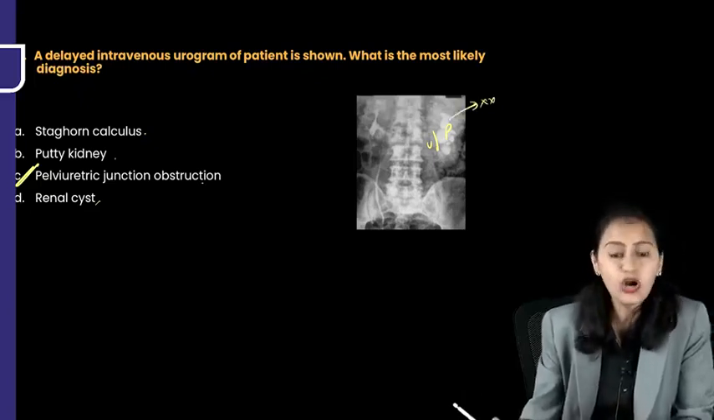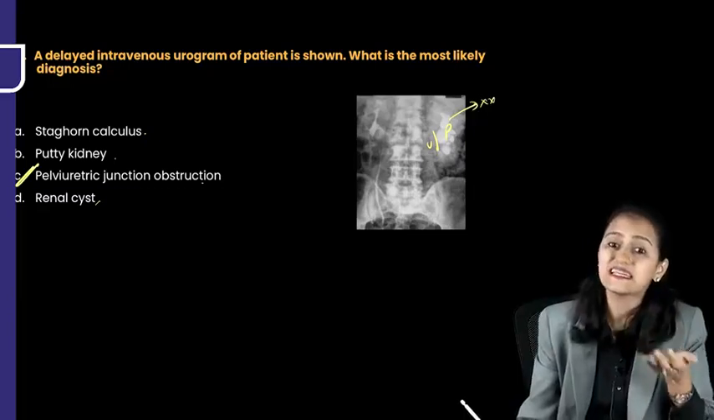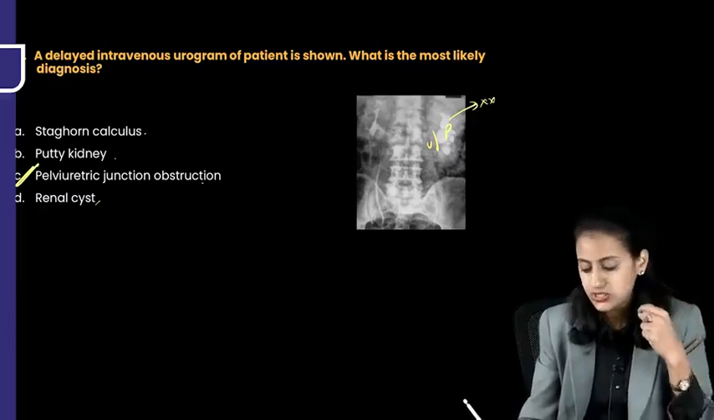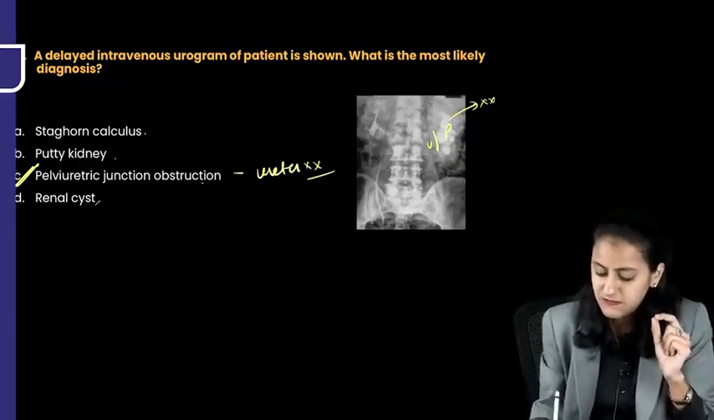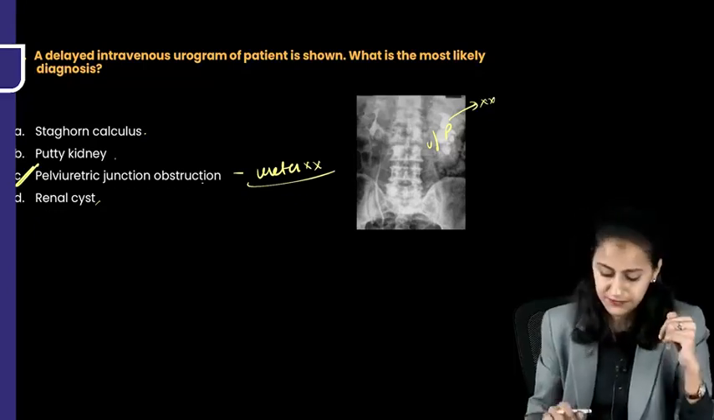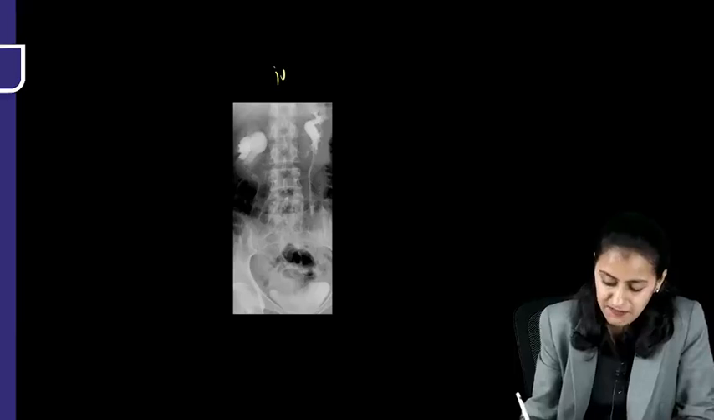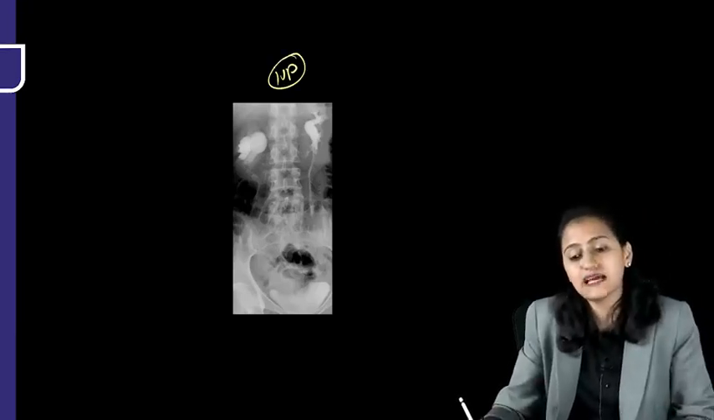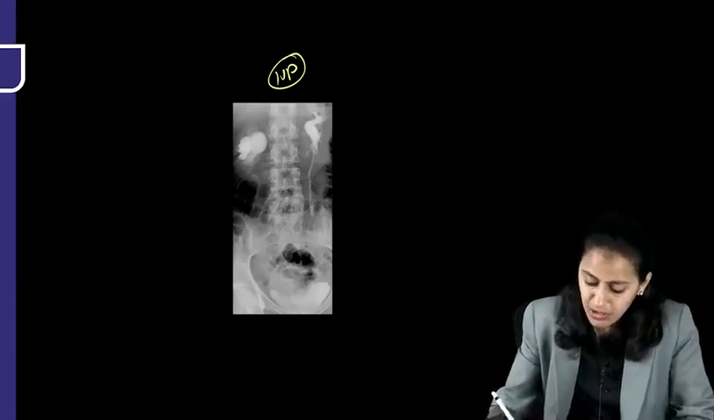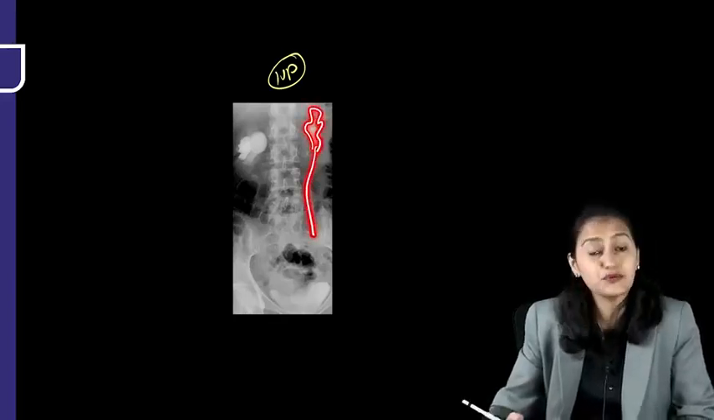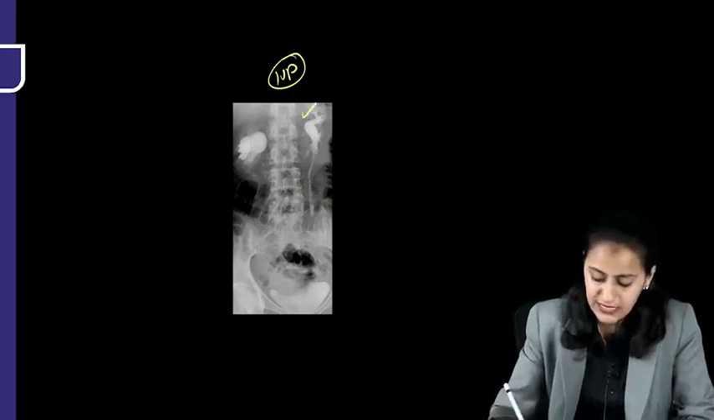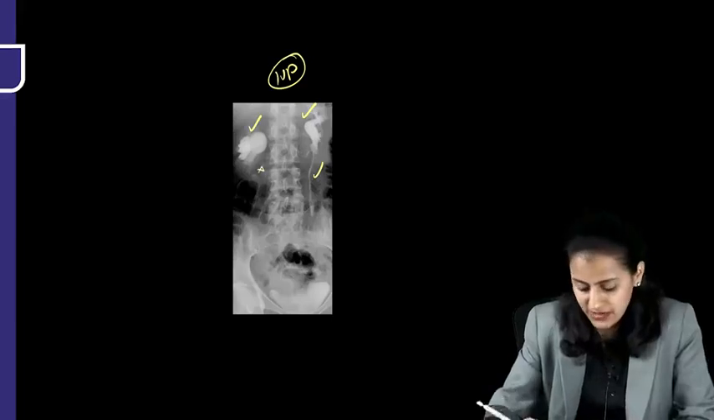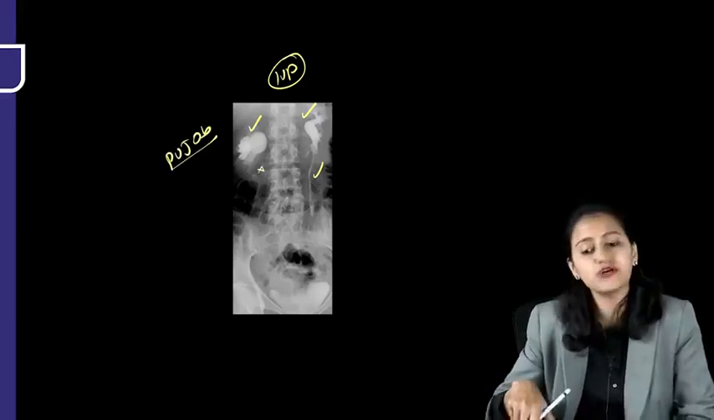This is not a staghorn calculus. Staghorn calculus will be white on X-ray itself, right? So this is pelvi-ureteric junction obstruction, where the ureter will not be visualized because there's an obstruction above that. This one again is an IVP. Now, if it is not mentioned in the image whether it's IVP or X-ray, how will you identify? You can see the contrast in the other kidney and in the ureter, which means it is an IVP. If it was a plain radiograph, you would not see this contrast. So this is an IVP, with one kidney and ureter seen, and one dilated kidney seen without the ureter. Again, this is PUJ obstruction.